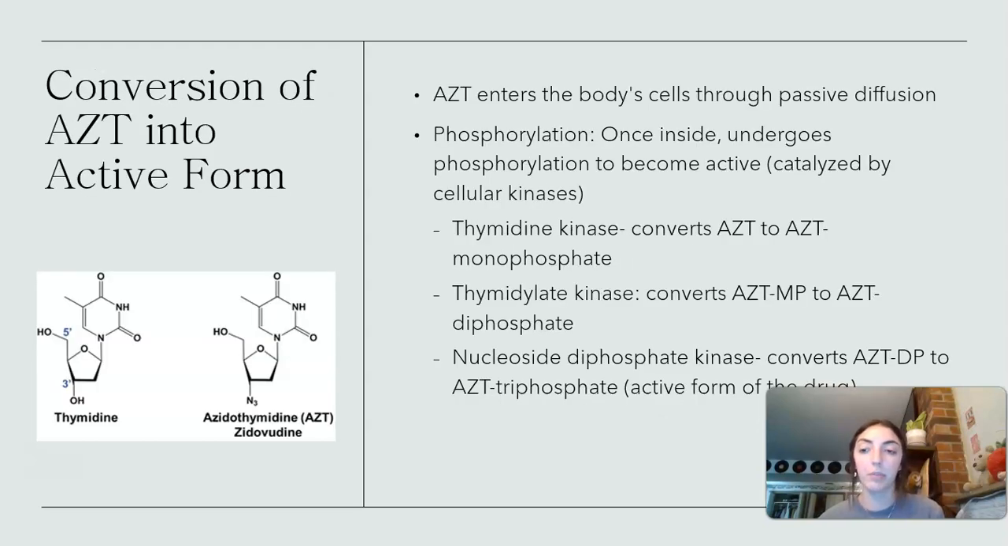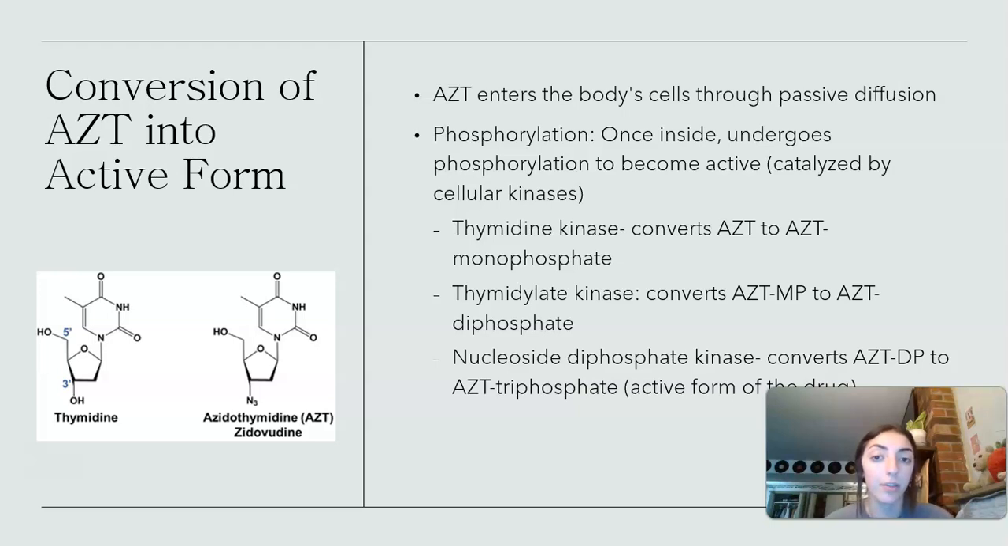Like I was explaining before, here's the pictures of the structures on the left. AZT has to be converted into its active form to be used as the treatment for HIV. So it enters the body's cell through passive diffusion, and then once inside the cell, it undergoes phosphorylation to become the active form. And this is catalyzed by 3 cellular kinases.